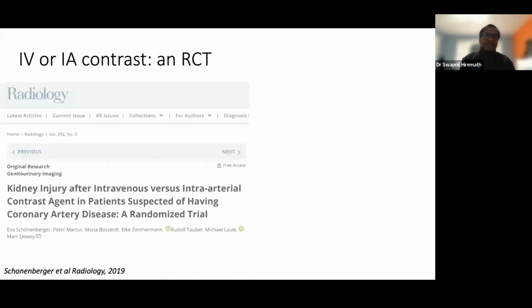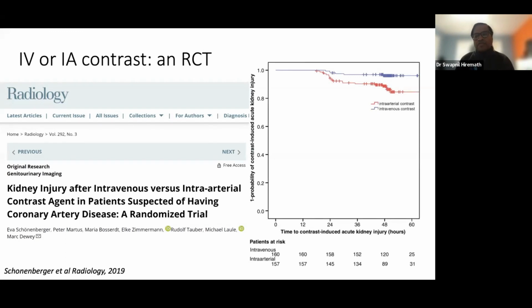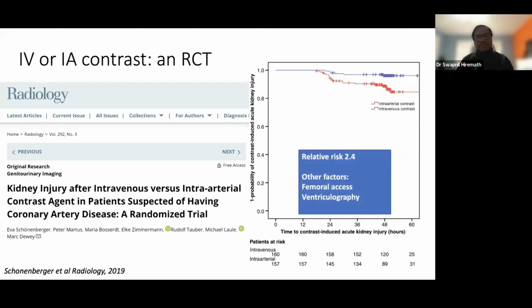So there was a trial which was published in Radiology. Here, they gave intravenous or intra-arterial contrast. So, a coronary CT versus coronary angiogram. And what they showed here is that there was truly more AKI. The red line, as you see, is the intra-arterial. So there was more AKI. The relative risk was about 2.4 with intra-arterial.